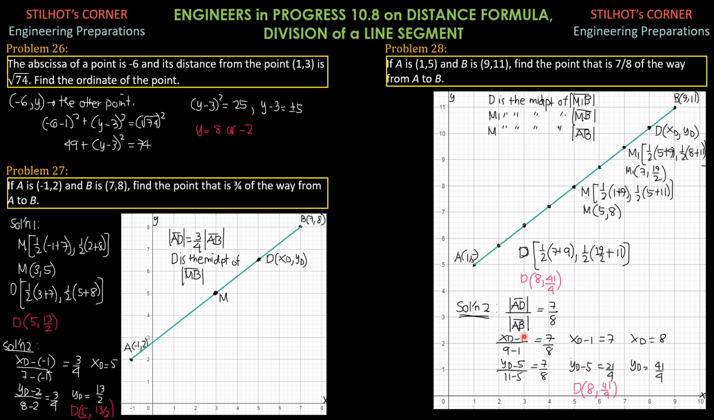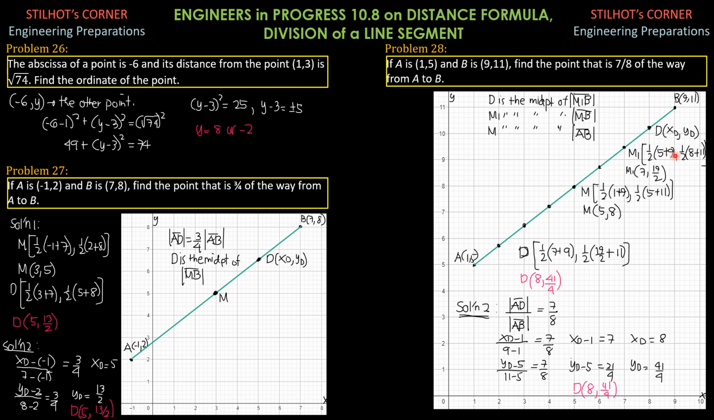Then for the second solution, based on the ratio of the length of AD to AB, which is 7 over 8, that's also the ratio of their corresponding horizontal and vertical projections. For the horizontal projection, XD minus 1 as to 9 minus 1 equals 7 over 8. So this is 8 times 7 over 8, which is 7. Then plus 1, XD minus 1 is 7, so XD is 8.